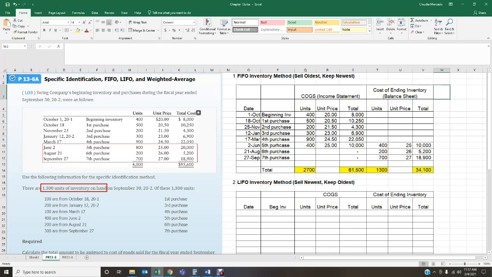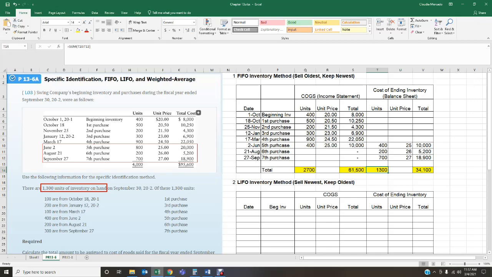So you will always have 1,300 units left on hand, and in this particular example, you're always going to sell 2,700 units. Regardless of the method that you use, you're going to sell 2,700 units and keep 1,300 units. It's just a matter of which units you are keeping. Are you keeping the old? Are you keeping the new? In this particular example, the first one for FIFO, I am keeping the newest units, and I am selling the oldest.